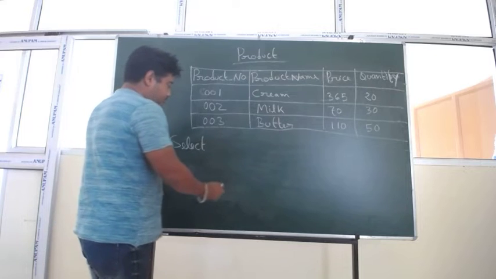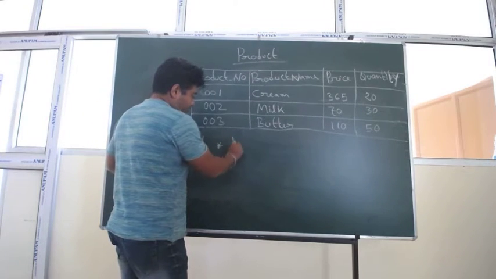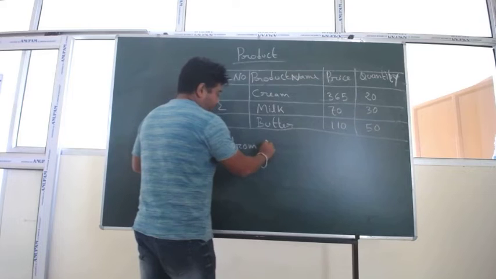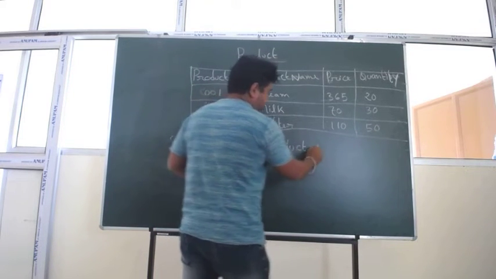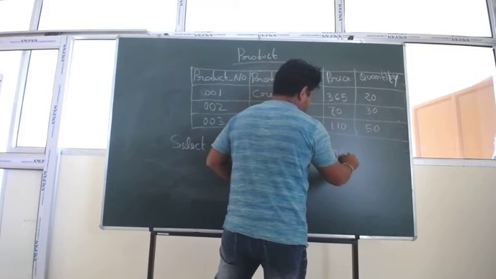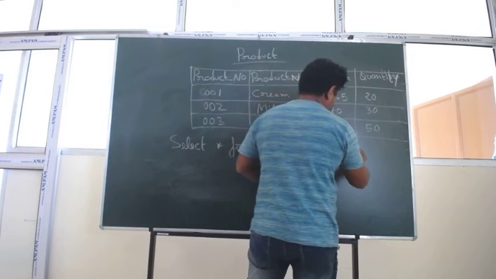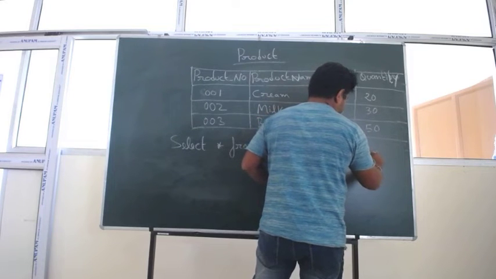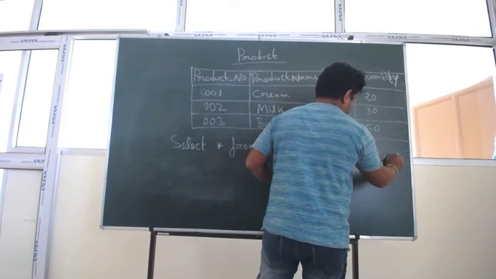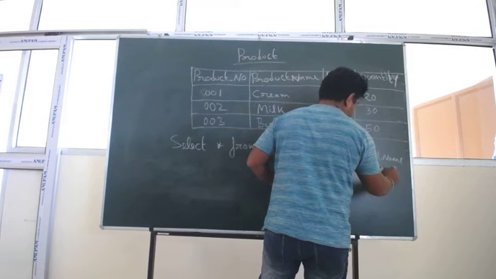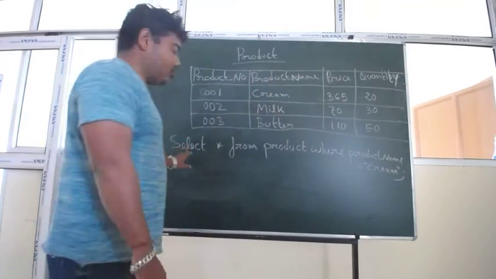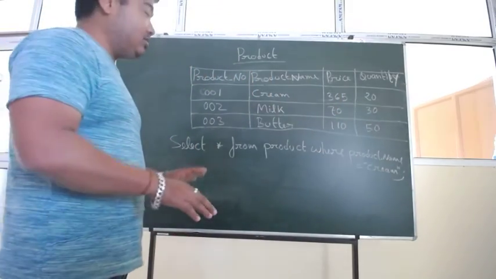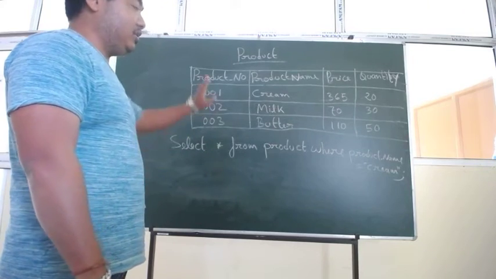Select star from product. Product is nothing but your table name. Okay, where product name equal to cream. See, I want to see all the details of the product name cream.